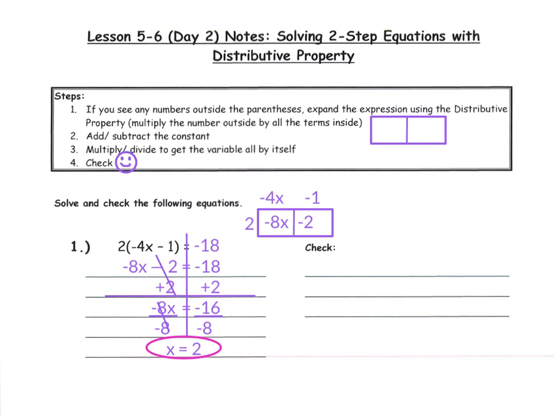So in order to check, we start by bringing over the original equation. So exactly the way it was written before, we have the 2, and then in parentheses, negative 4x minus 1 equals negative 18.